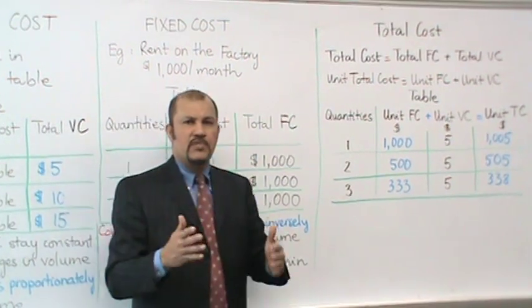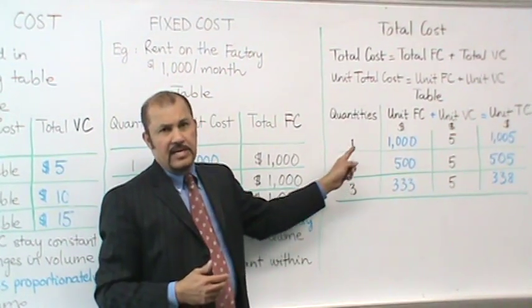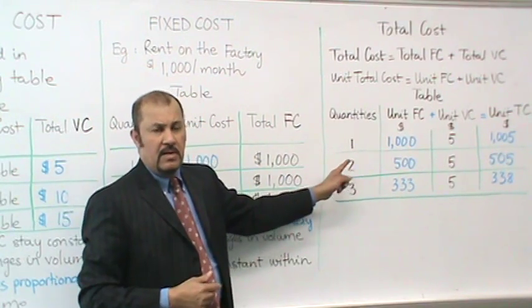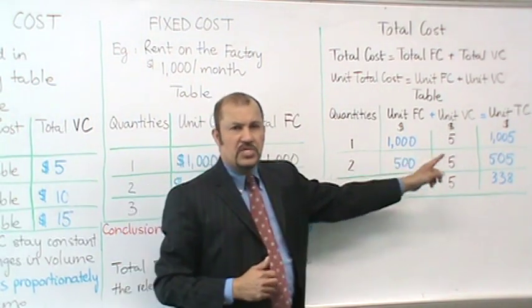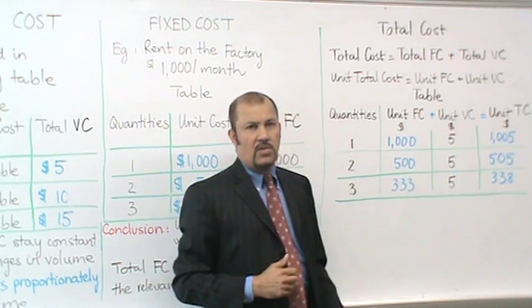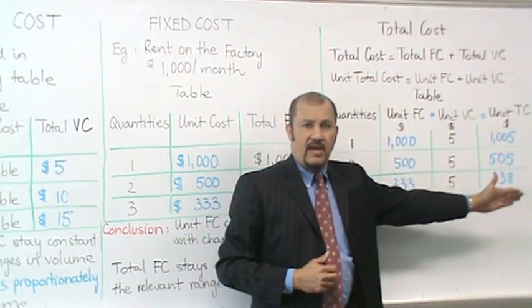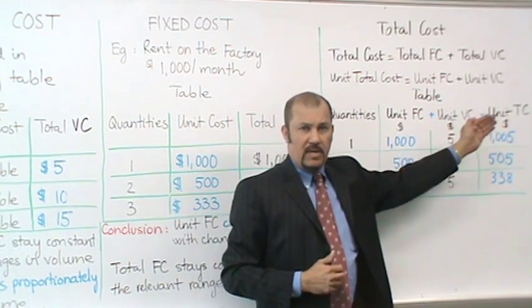But look what happens to my total unit cost when I manufacture two tables. Now my unit fixed cost, again from the previous tables, is $500. My unit variable cost stays the same at $5. So this time my total unit cost has dropped from $1,005 to $505. A lot cheaper to make two tables than to make one table.